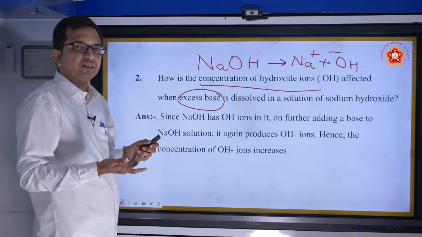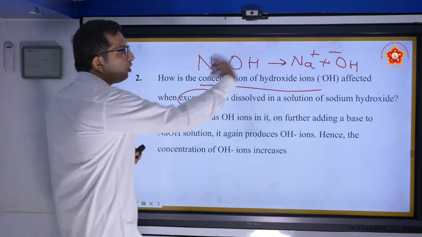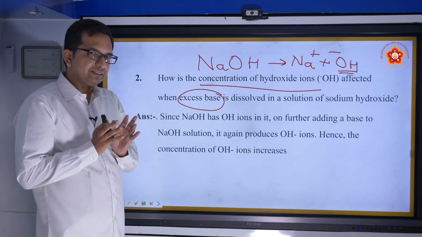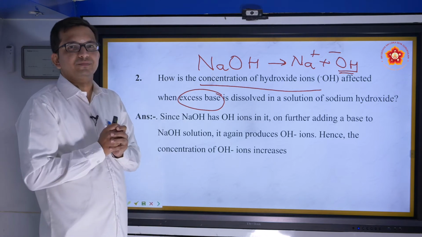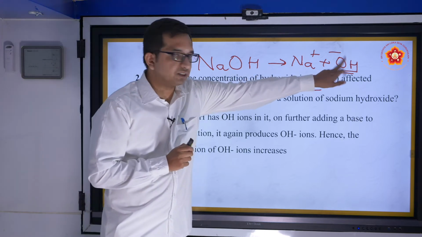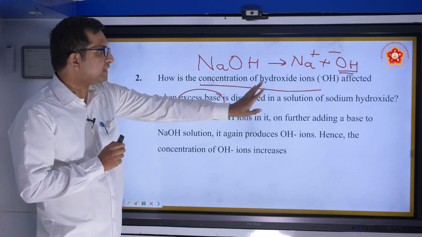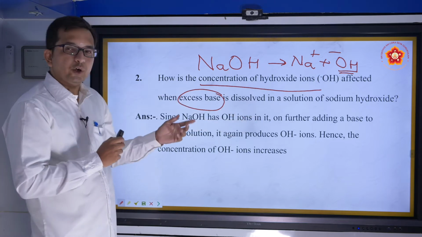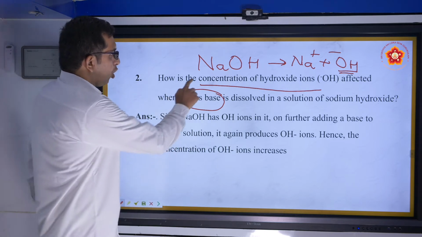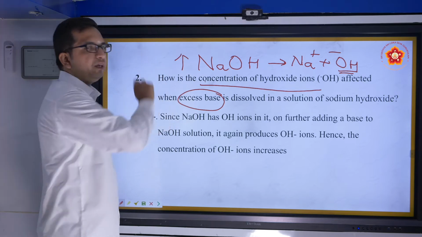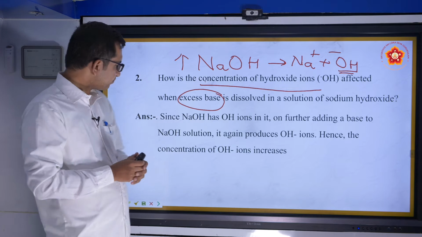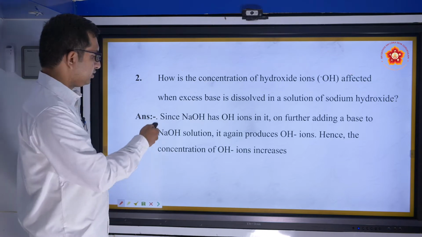When excess base is added, naturally it means that a larger number of OH minus ions are generated, which indicates that it will be basic in nature. So how is it explained? Since NaOH has OH ions in it, there is already a presence of OH ions. On further adding a base to the NaOH solution, it will again start producing OH minus ions. So naturally the concentration will definitely increase because of the excess OH minus ions present. So this is the second answer that we have.